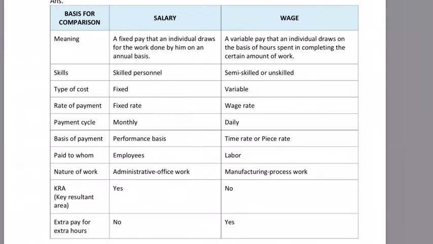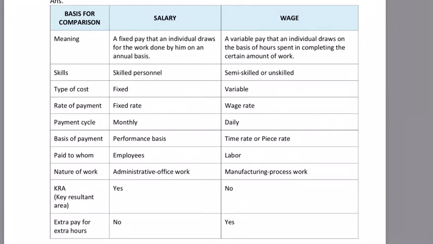Okay, now moving on. The next topic is the difference between wage and salary. Salary is a fixed pay that an employee or an individual draws for work done by him on an annual basis. Usually they will say salary is 10 lakhs per annum or 8 lakhs per annum. So this is an annual payment. This is also called CTC, that is cost to company. Whereas wage is a variable pay that an individual draws on the basis of hours spent in completing a certain amount of work. Wage, as we discussed, is time based or piece rate based. It is for the amount of work done.